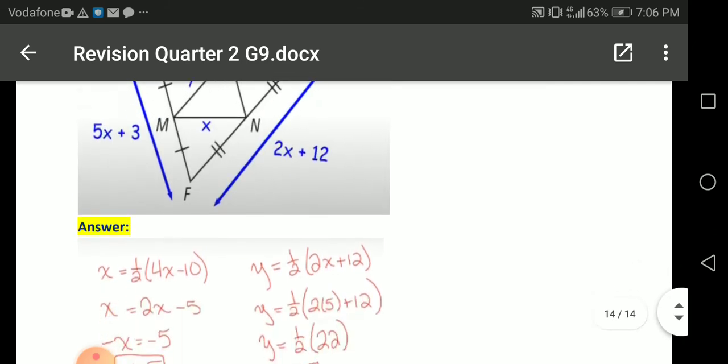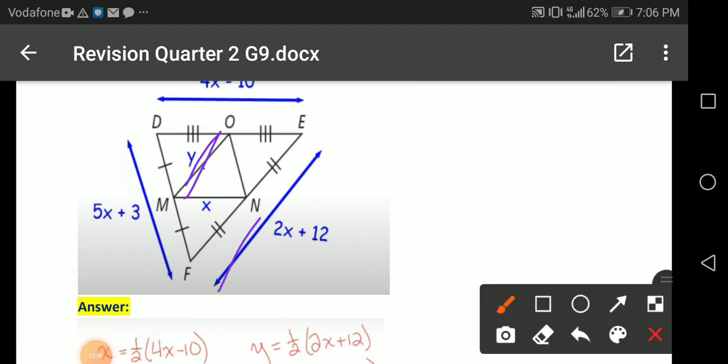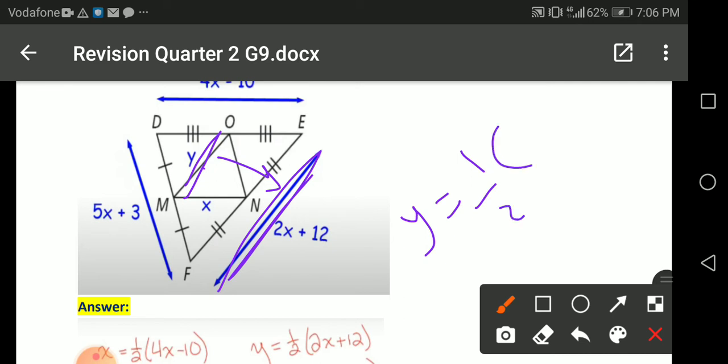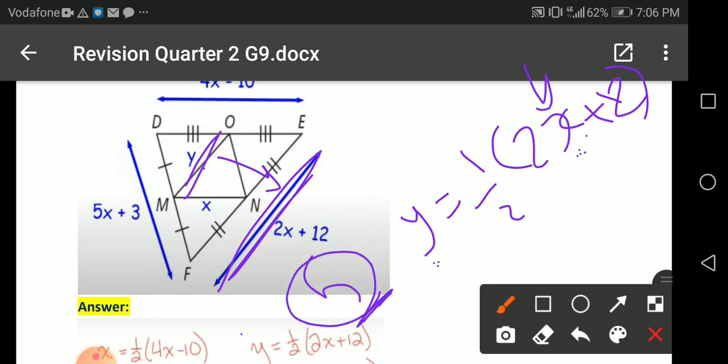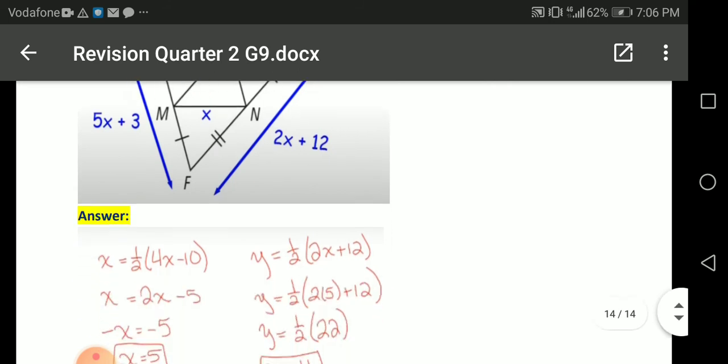If he asks me about y, my dear students, where is y here? Let's search for y. This is y. So y is half of which one? The one opposite to it. So y equals half of 2x plus 12. We have two different variables here, so instead of x, I will write the value of x that I just found, 5. So y equals half of 2 times 5 plus 12. 2 times 5 is 10, 10 plus 12 is 22, half of 22 equals 11. So y equals 11.